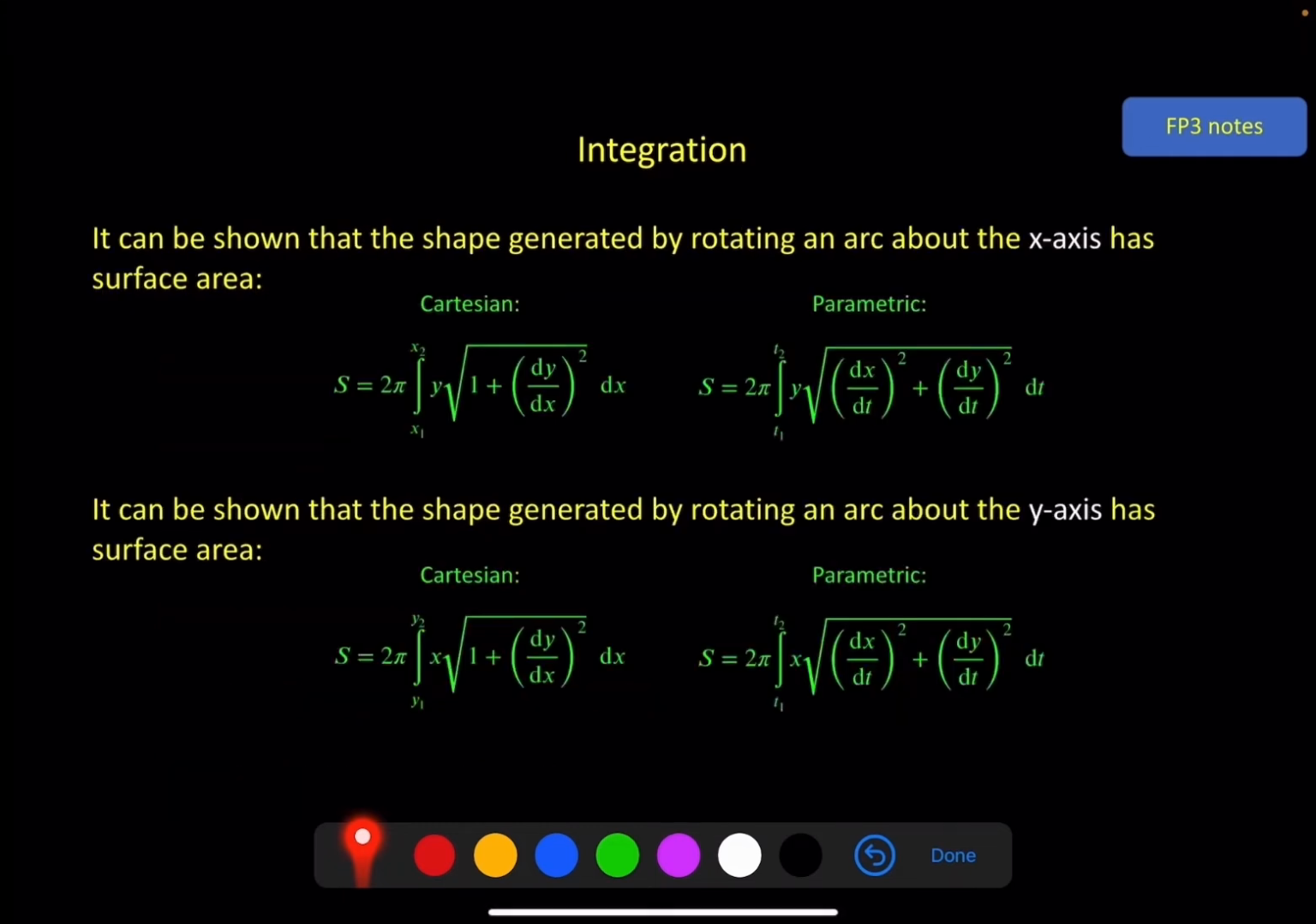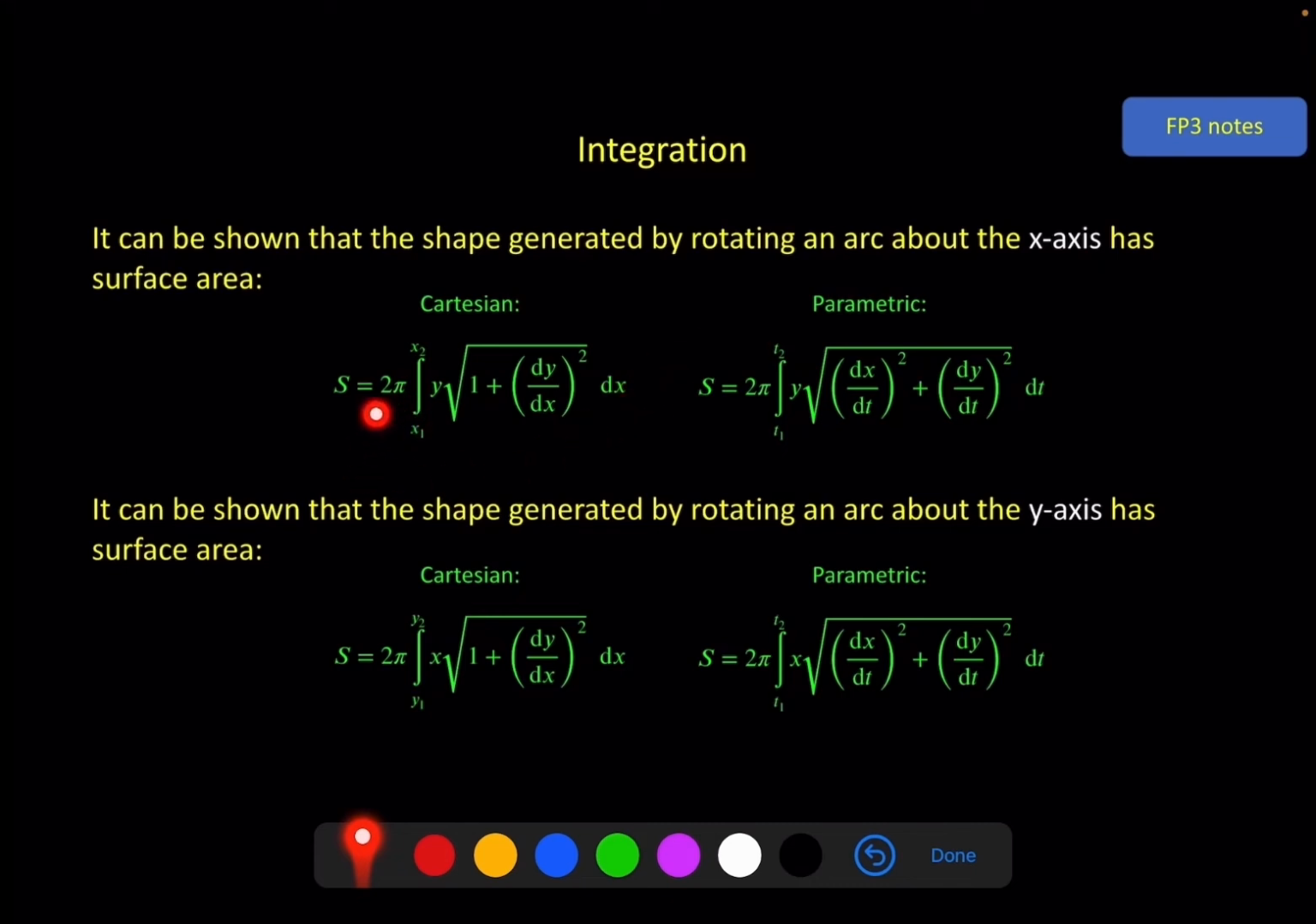So here are the formulas. It can be shown, that is in the derivation video, that the shape generated by rotating an arc about the x-axis has the surface area according to this formula. And you'll notice it's very similar to the length of an arc because that is part of the formula of how you get the surface area. So we've got 2 pi times the integral from x1 to x2 of y times the square root of 1 plus dy by dx squared, integrated with respect to x because it's about the x-axis.